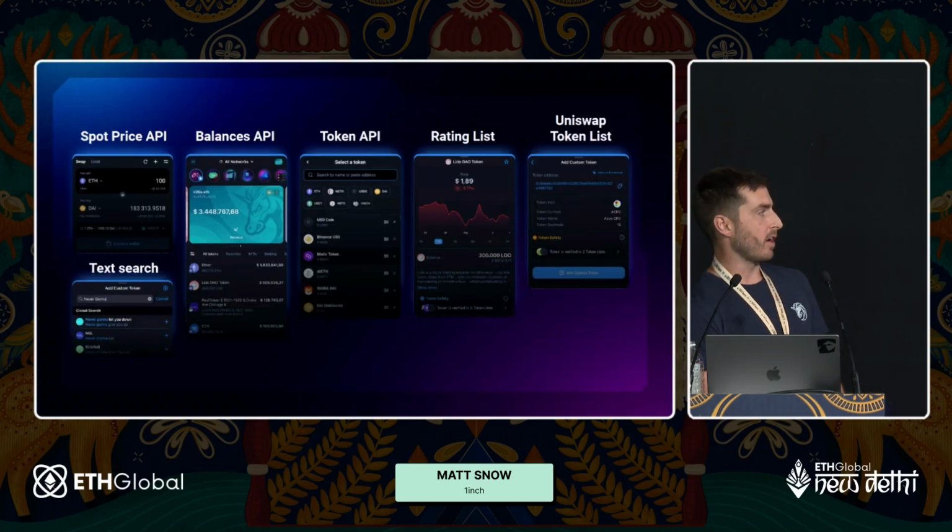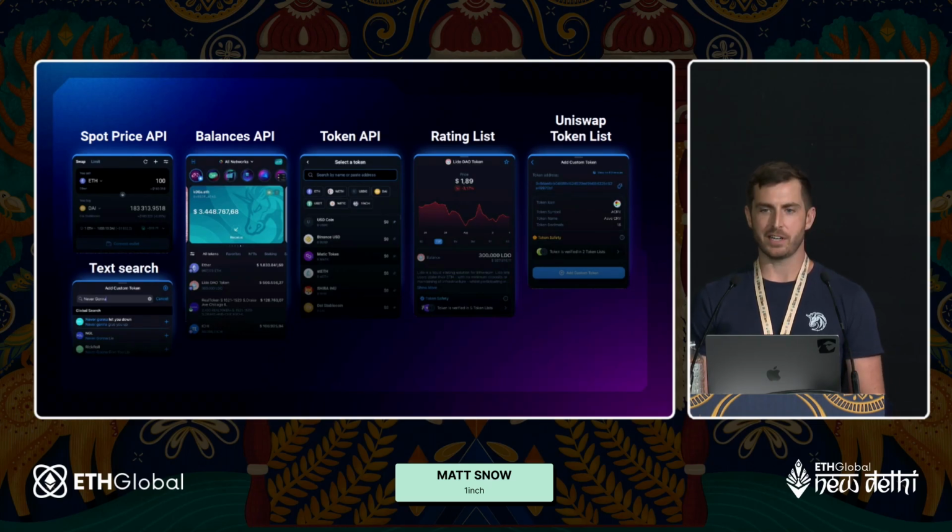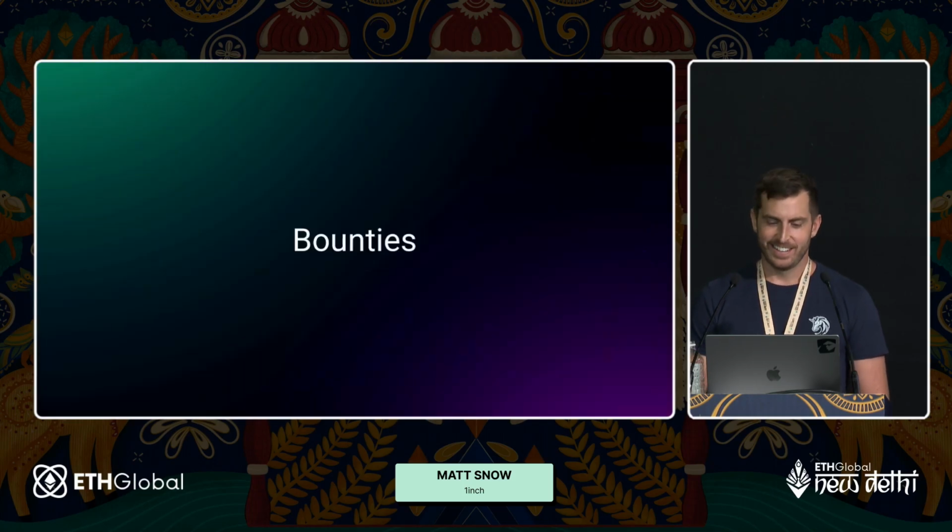Also worth mentioning are our other APIs. We have a spot price API and a balance API. We also have a portfolio API, which you can use to track your users' P&L. So you can see how much money they're losing on their meme tokens, or making, hopefully.